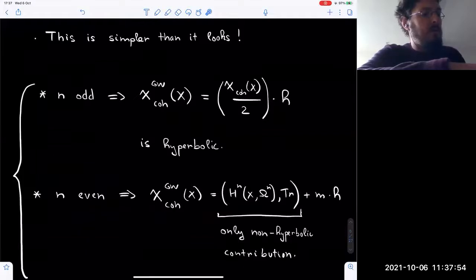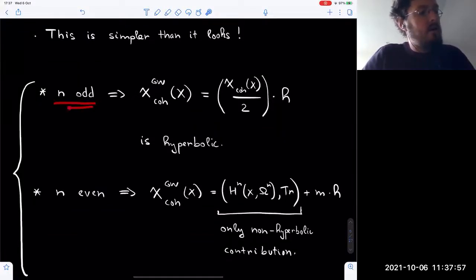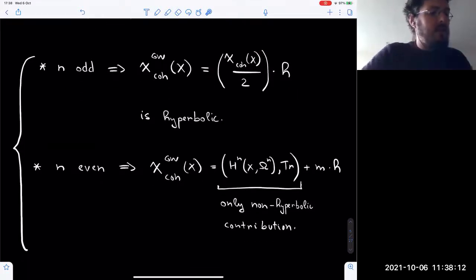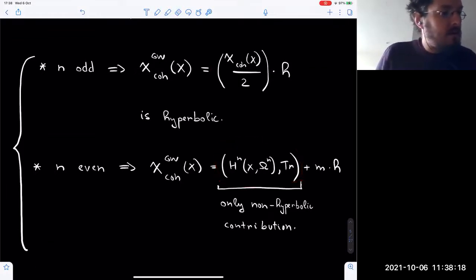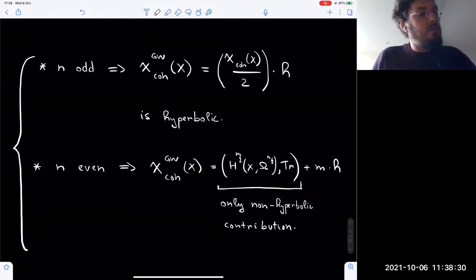This maybe looked a bit complicated, but in fact it's quite simple. So if n is odd, then in fact this form is always hyperbolic. In this case the Euler characteristic is always even, and you can divide it by 2, and then the class you get is always a multiple of the hyperbolic form. And if n is even, then it's hyperbolic, except there's one possible contribution of the, sorry, it should not be n, it should be n over 2, which makes sense now that n is even. So there's only one potential non-hyperbolic contribution, which is in the middle cohomology, H^(n/2) of Omega^(n/2).